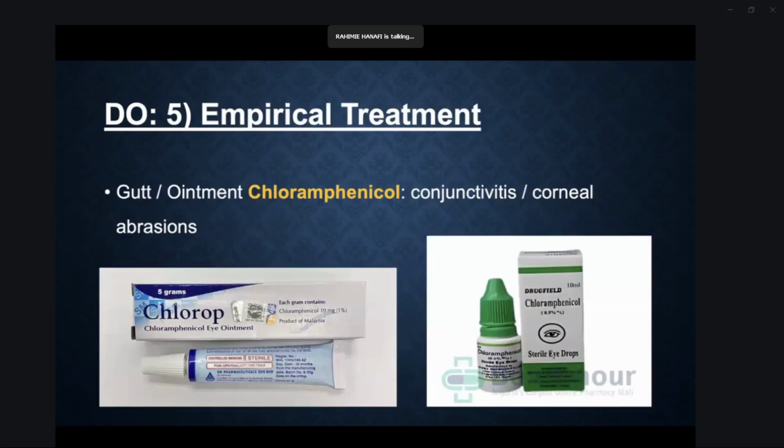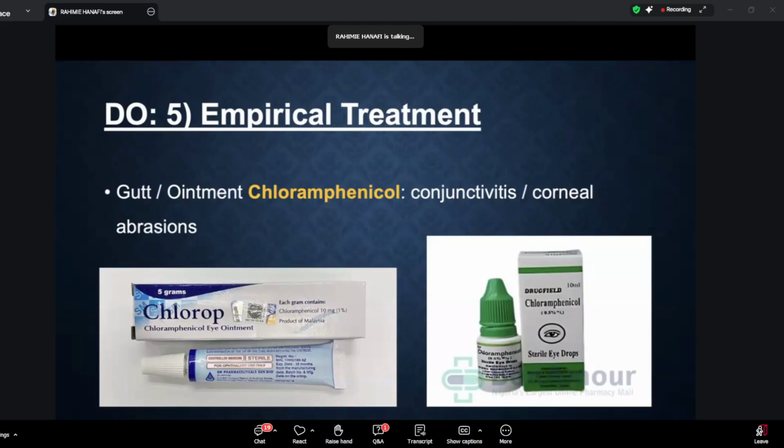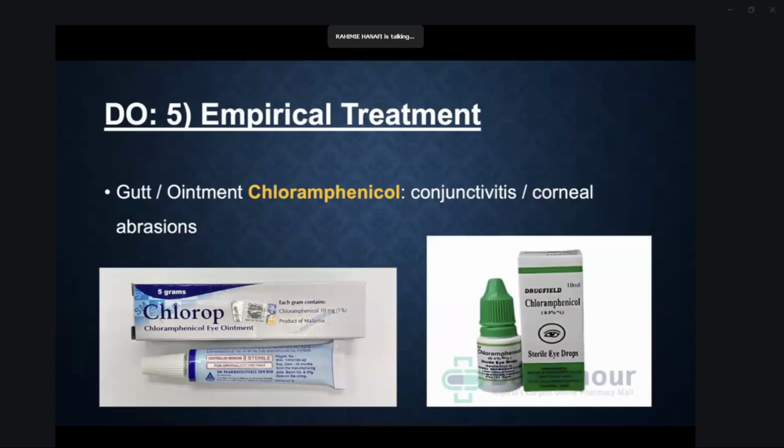Then we have empirical treatment. This is what you can do to help us. For example, you have a patient that you're very confident has conjunctivitis at first presentation. Then you can treat it with chloramphenicol, be it drops or ointment. Or a very small corneal abrasion, you also can treat that. Of course, if the patient has a prolonged duration and is not getting better, usually conjunctivitis will heal within 1 week, plus to max 2 weeks. Anything beyond that, you have to refer to us, because sometimes we might need to escalate the antibiotics, or there are other underlying causes.